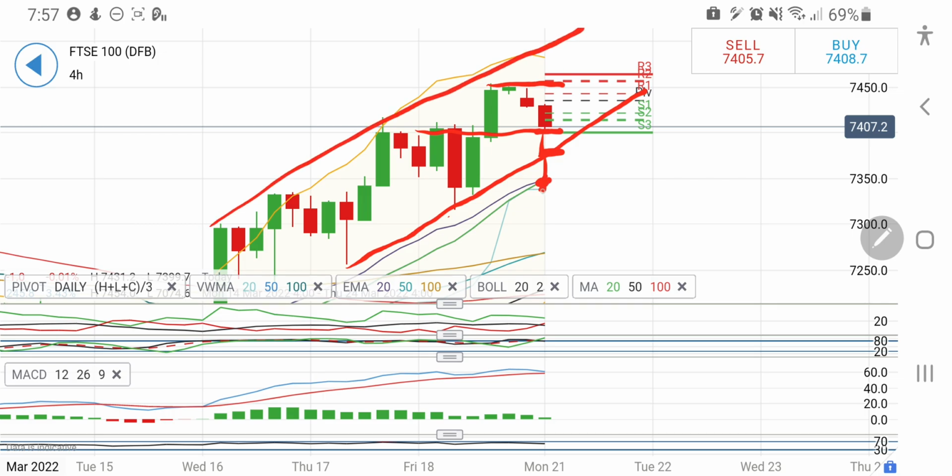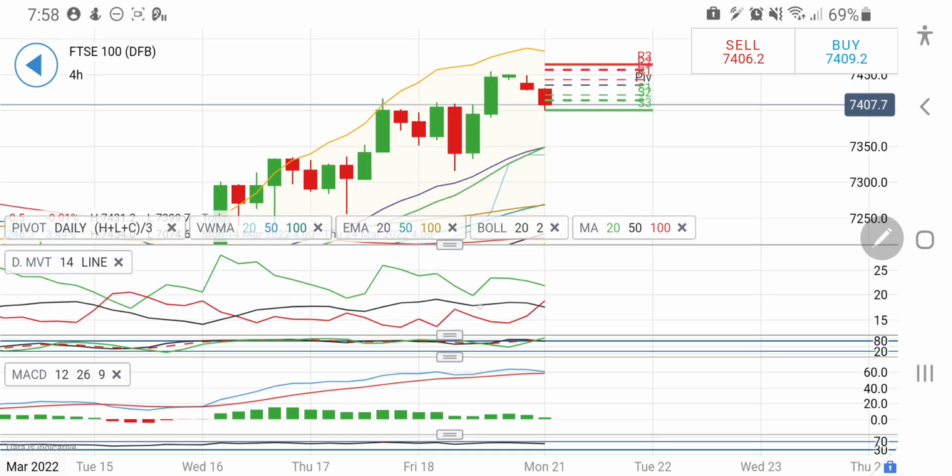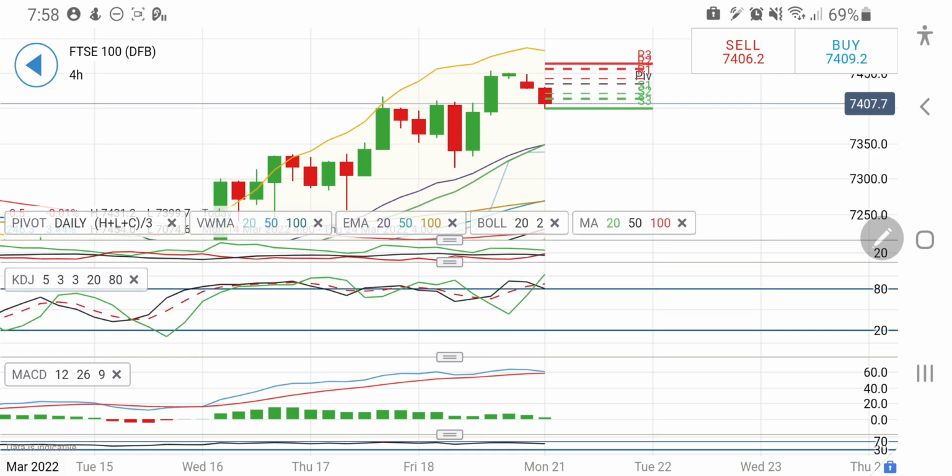further break on the downside. If it breaks 7350 levels, we can expect it to drop towards 7260, 7250 zone. So be cautious. Only long entries above 7450. Till the time it remains below 7450, one can expect it to drop.